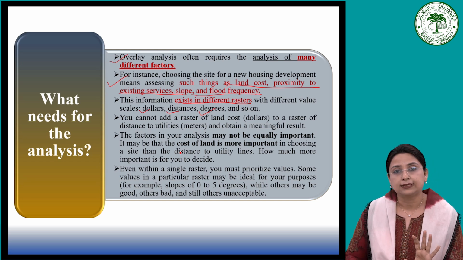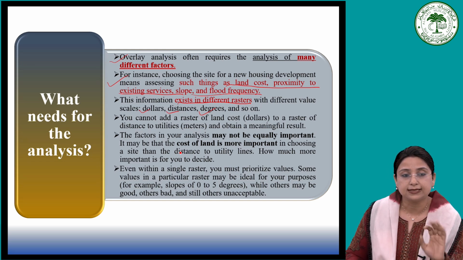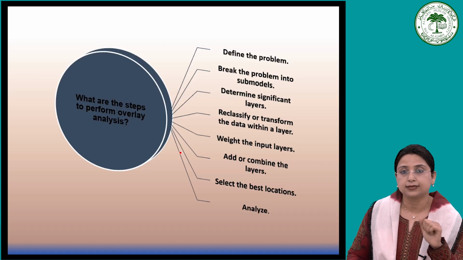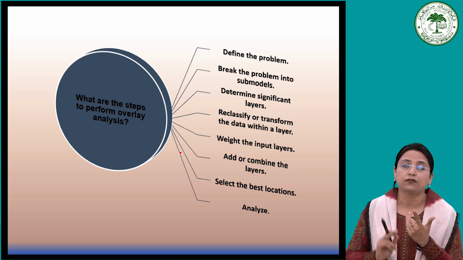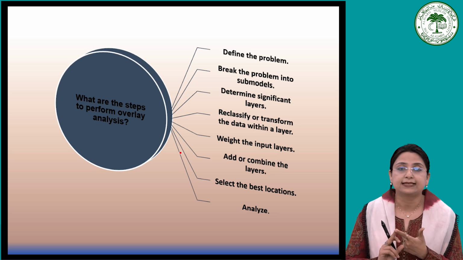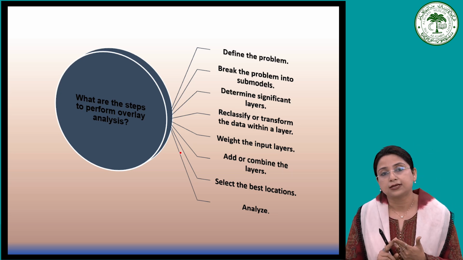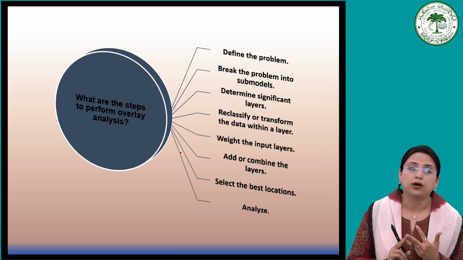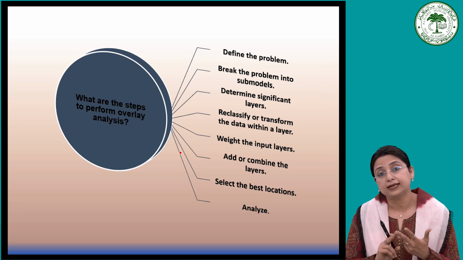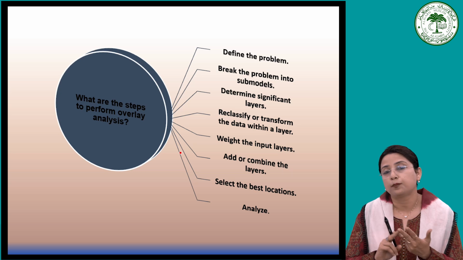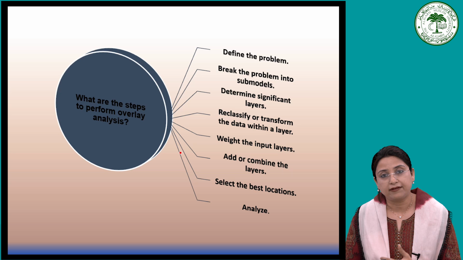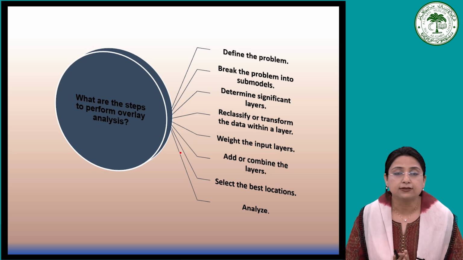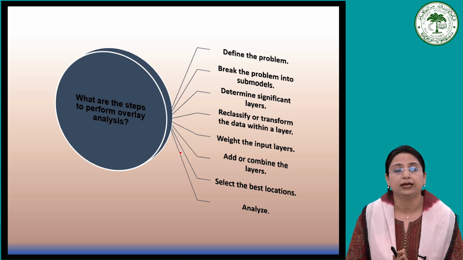So these are the things that are needed in overlay analysis. That is, the various factors, and the information of various factors that exist in rasters, and those rasters are prioritized according to our importance, what we need, and its importance will differ from person to person, and even in a single raster we can prioritize the values. So these are the things that are generally needed in overlay analysis.